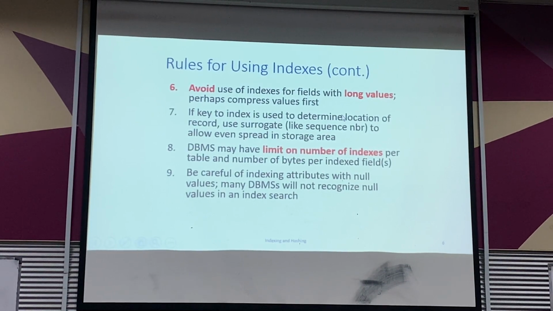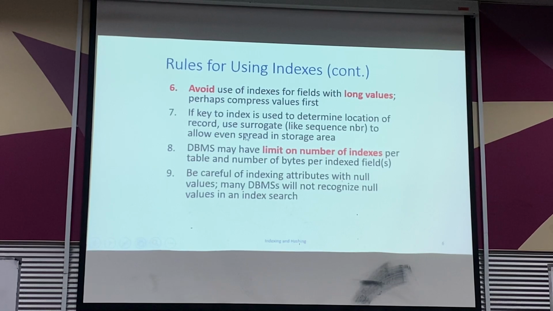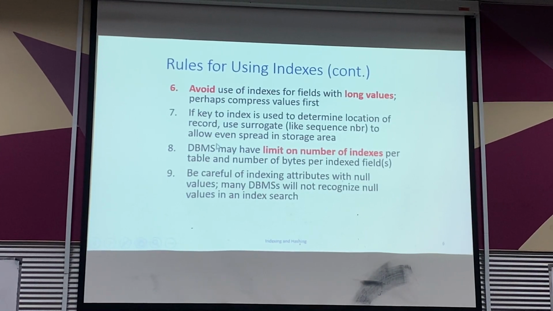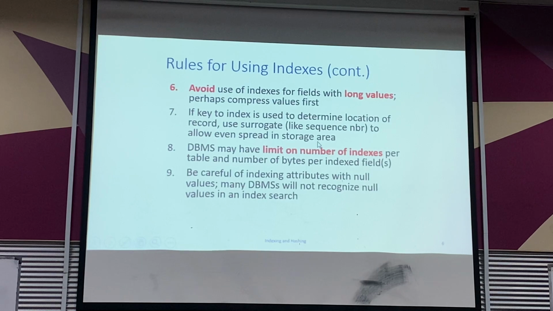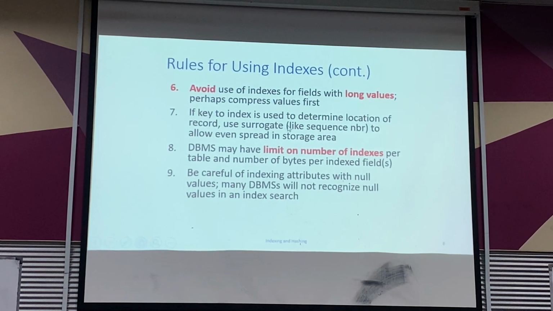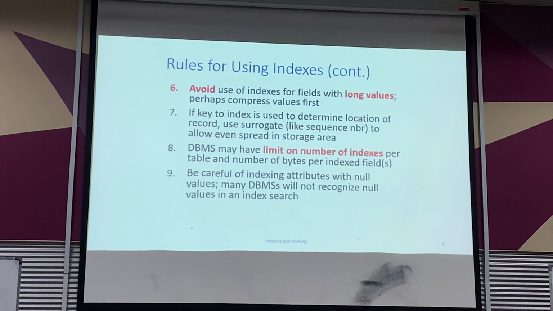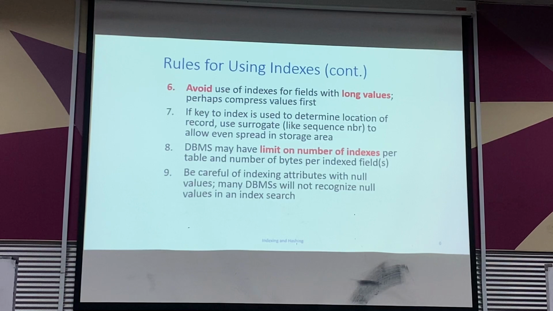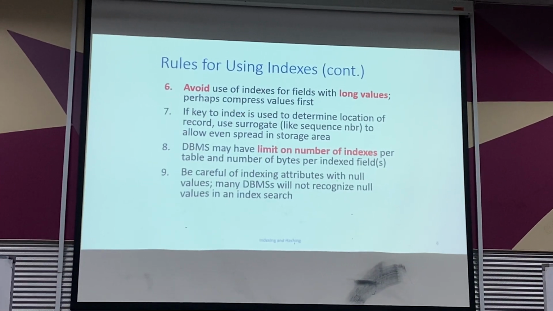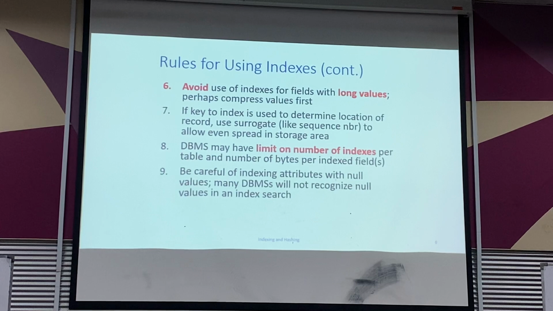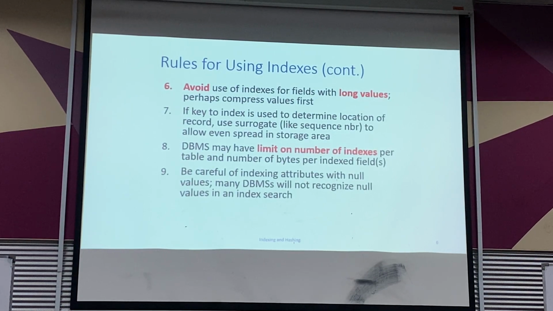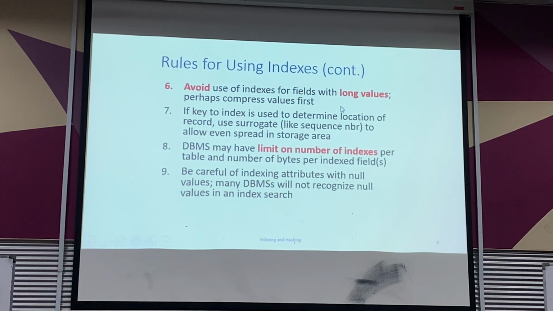Then, if the key to index is used to determine the location of the record, use a surrogate key, to allow it to be even separated in the storage area. So I hope you know what a surrogate key is. A surrogate key, last week I told you, is an artificial column we create to represent something. For example, my staff number is 2615. Nobody has such a thing as a name called staff number, so why would you use a number to represent yourself? Like when you go to jail, it's no good, right? You get a number there. So that's why they purposely create it to represent something.